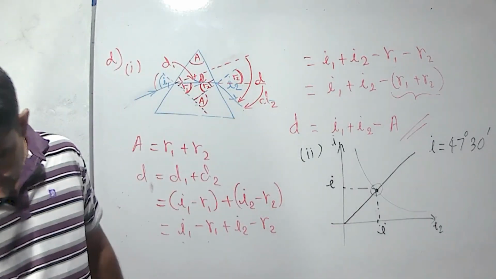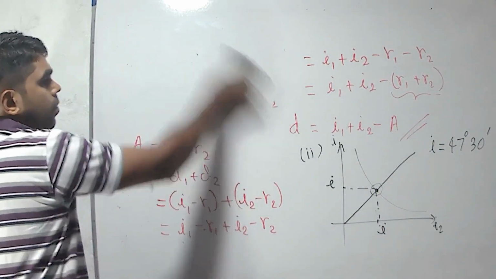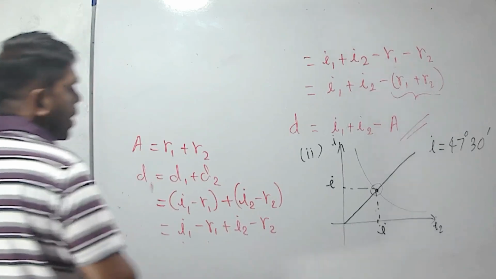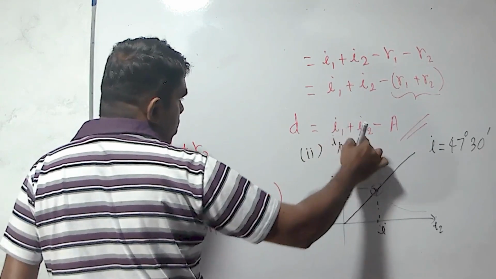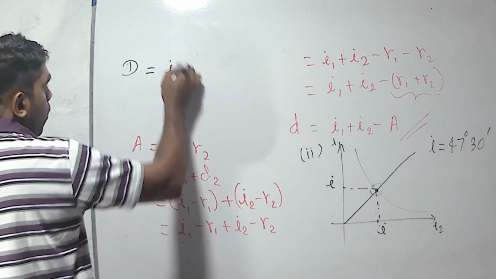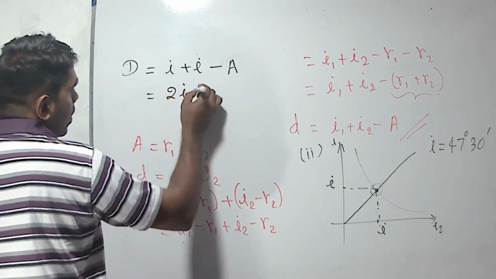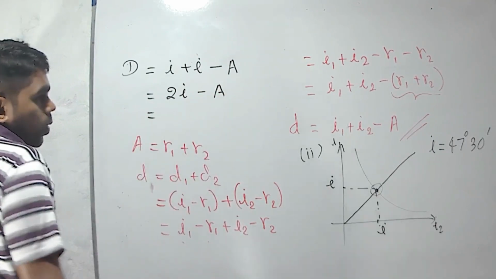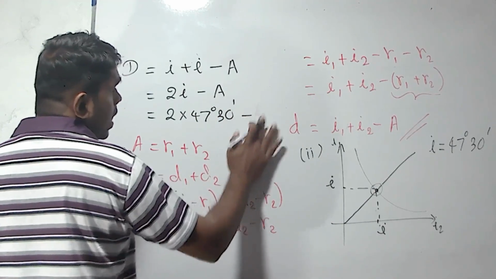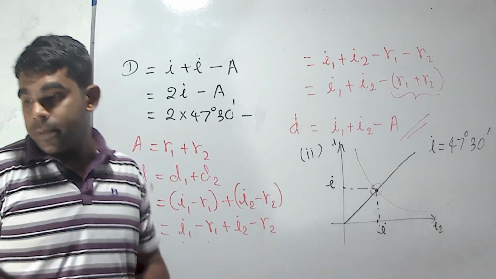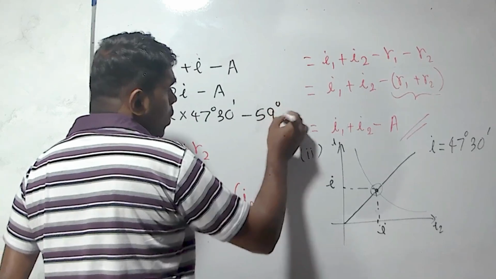Then we can write the minimum angle of deviation. The minimum angle of deviation is capital D. We can write these two values are the same. Therefore, I plus I minus A. I plus I means 2I minus A. 2 times 47 degrees and 30 minutes minus A, the prism angle. We have obtained the prism angle in the previous part, 59 degrees and 2 minutes.